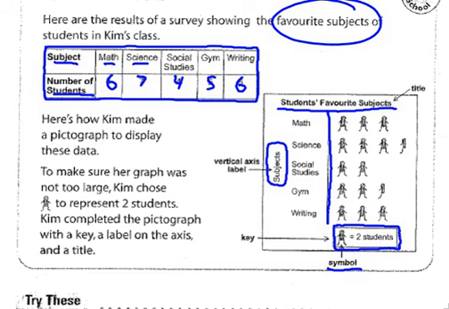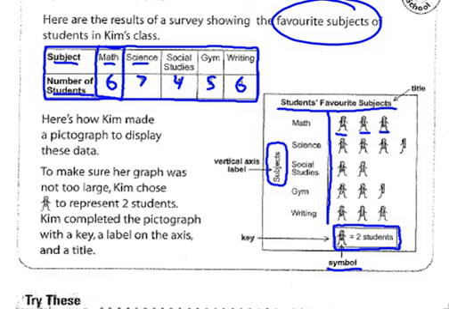Let's look at math. If math on my graph, remember on my chart here, back to the chart with the information, math, 6 people chose it. So what's 6 divided by 2? 6 divided by 2 is 3. So there should be 3 different symbols there, complete symbols.